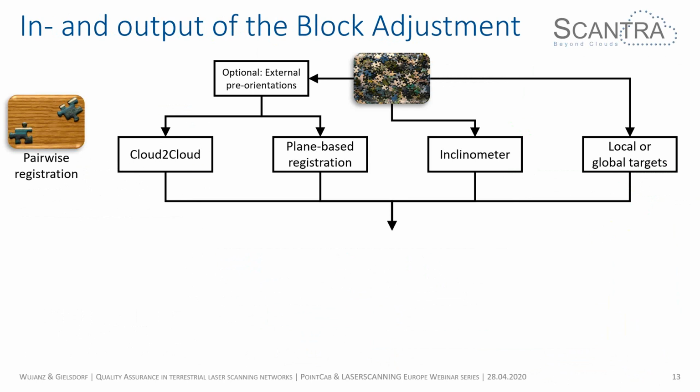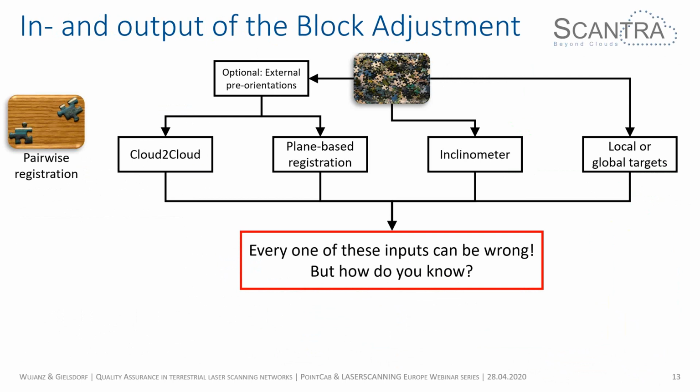So what can you actually throw into the block adjustment? First of all, you can see these are different types of information that you can feed into the block adjustment: cloud-to-cloud registrations, plane-based registrations, inclinometer, local or global targets. It doesn't matter at all. You can think of the block adjustment as some kind of big ball of wisdom where it is checked which of the information that you fed into it is correct or not. So the question is, how do you know?